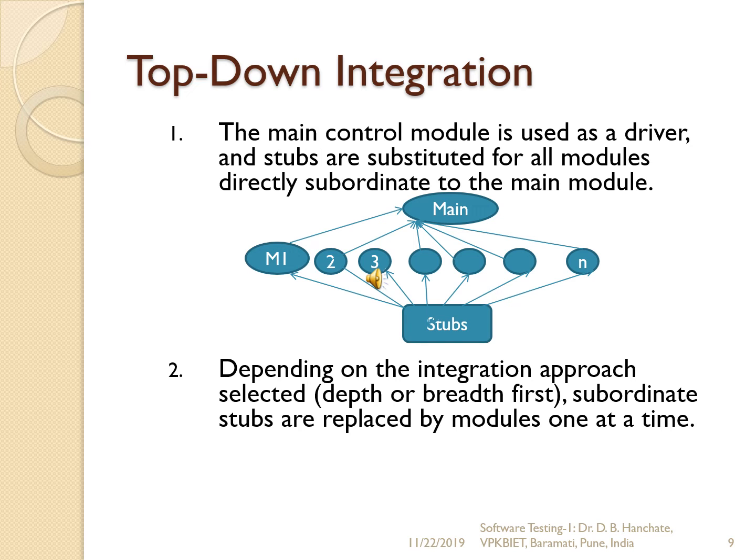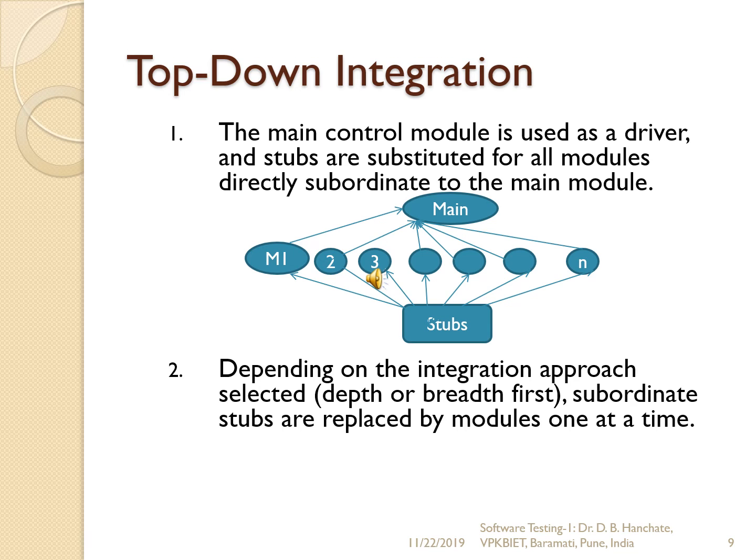The stubs may be given all the functions or sub-functions, which have been integrated into M1 and M2, M3, in this way, model 1, model 2, and we will integrate into the main part from top-down integration. So the main control model is used as a driver and stubs are substituted for all the models directly subordinate to the main model. So subordination is going through the main model.